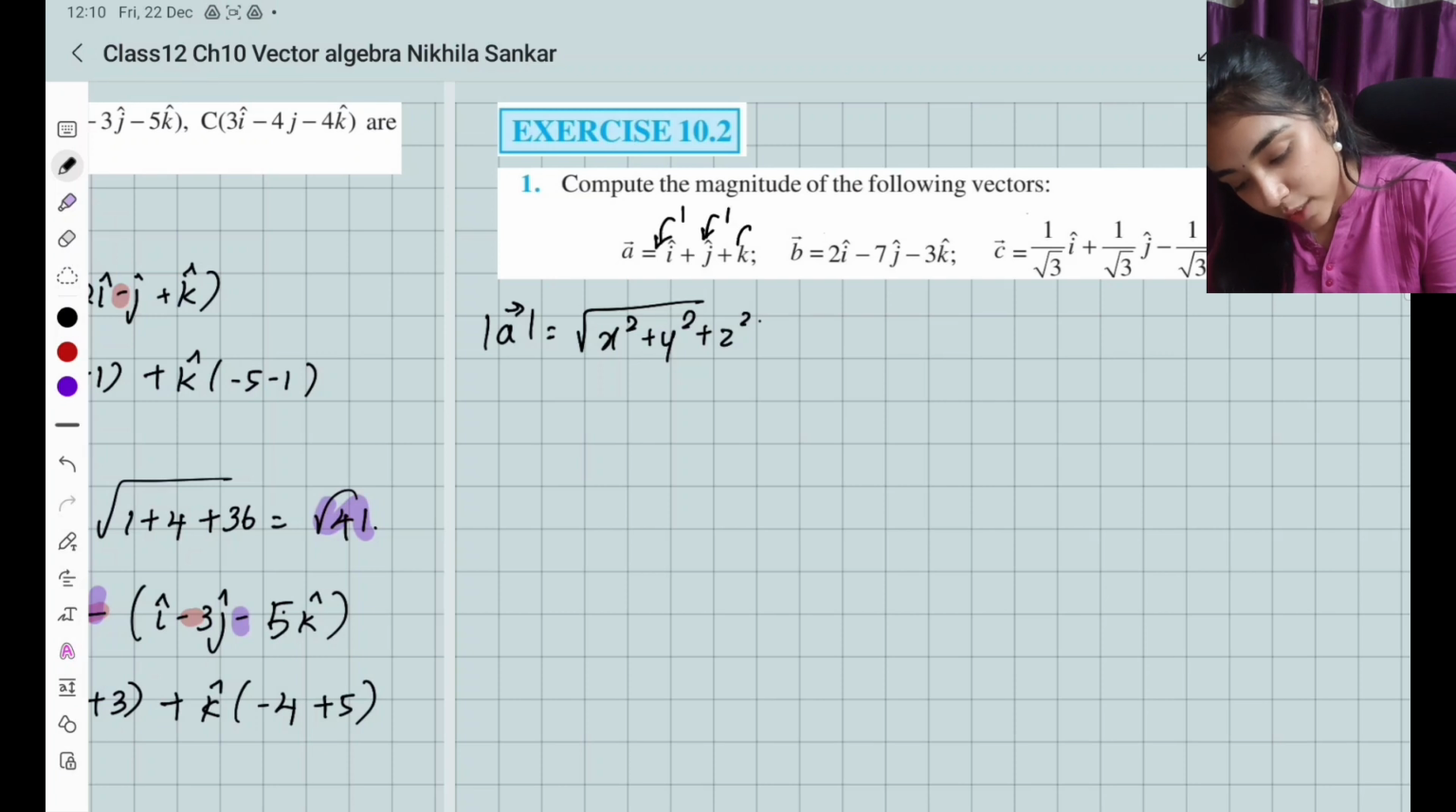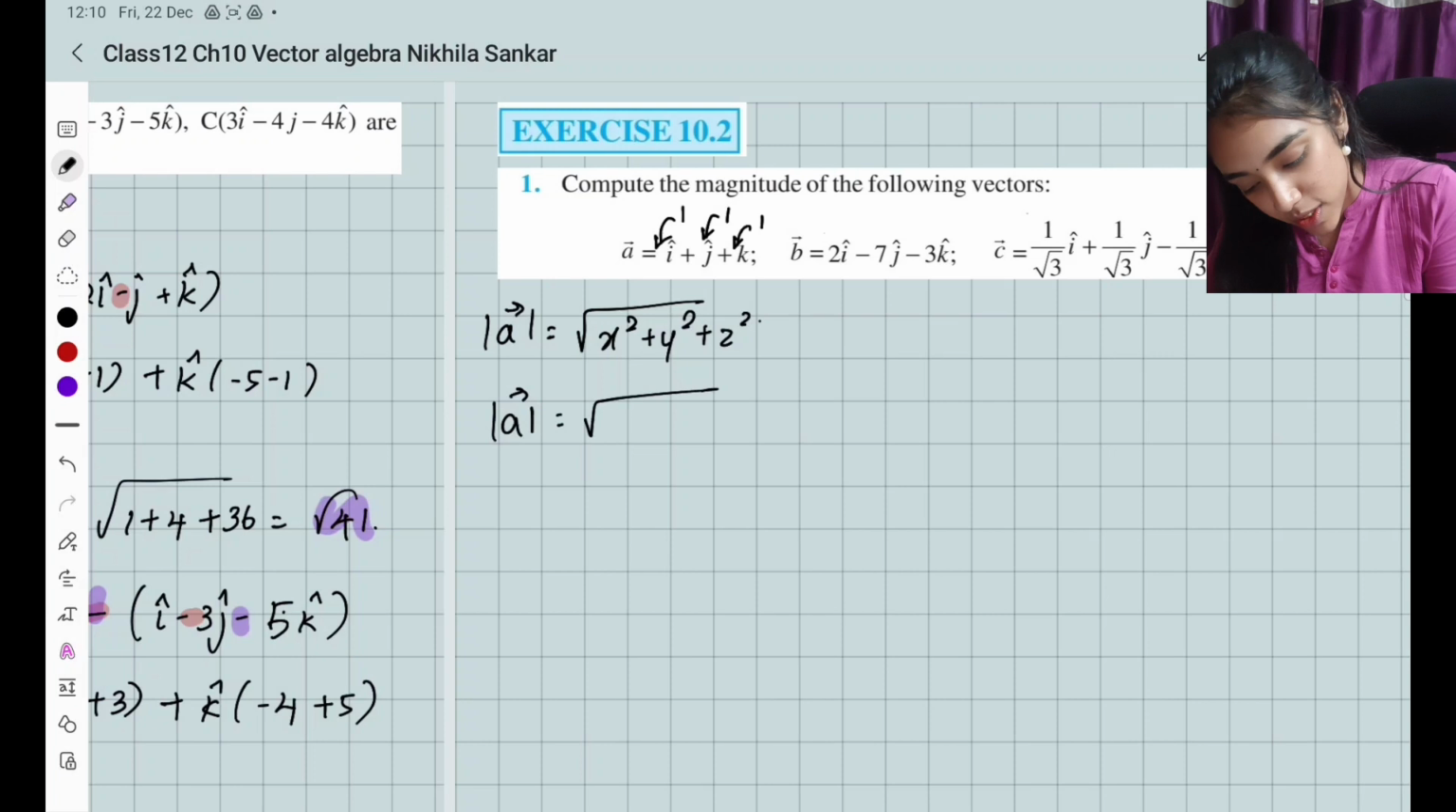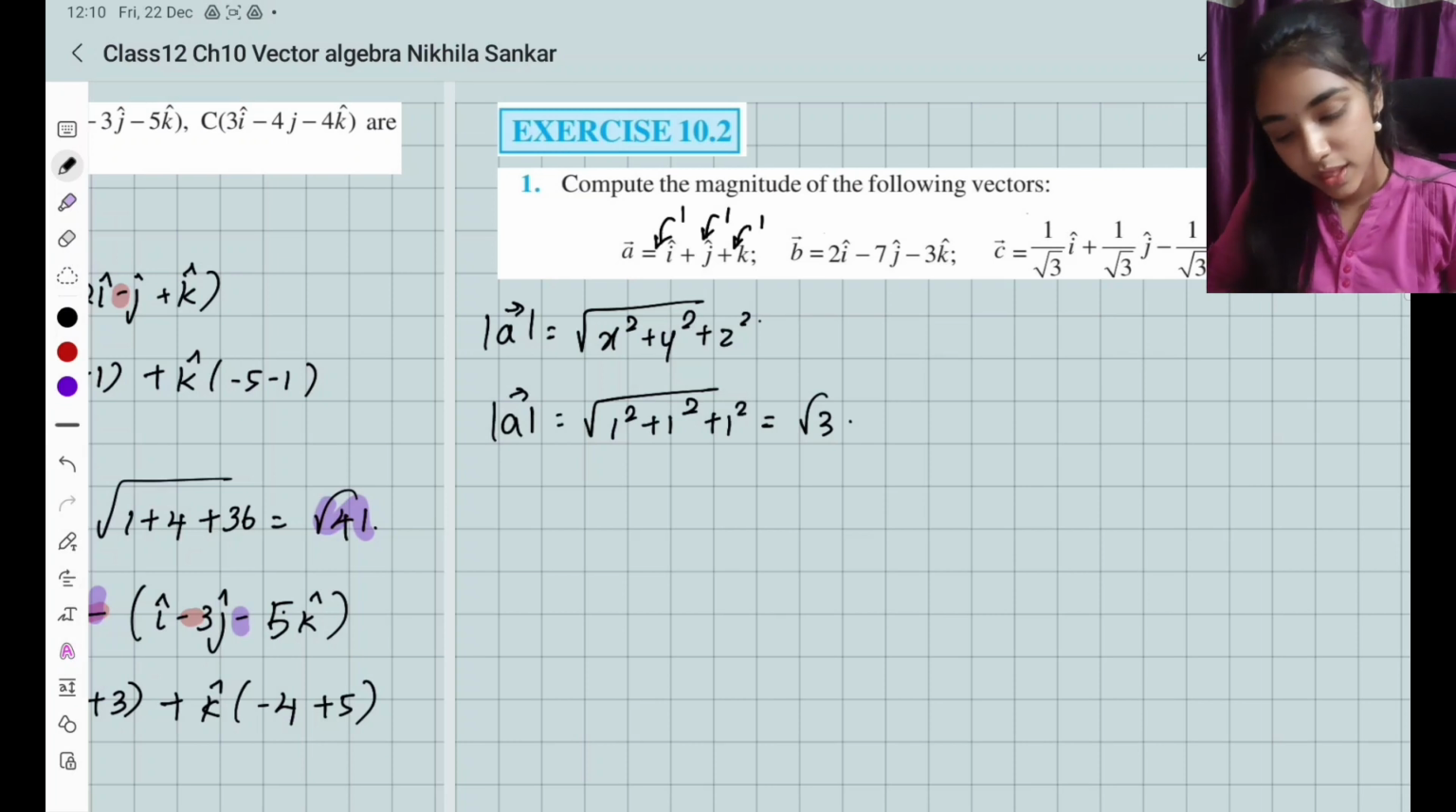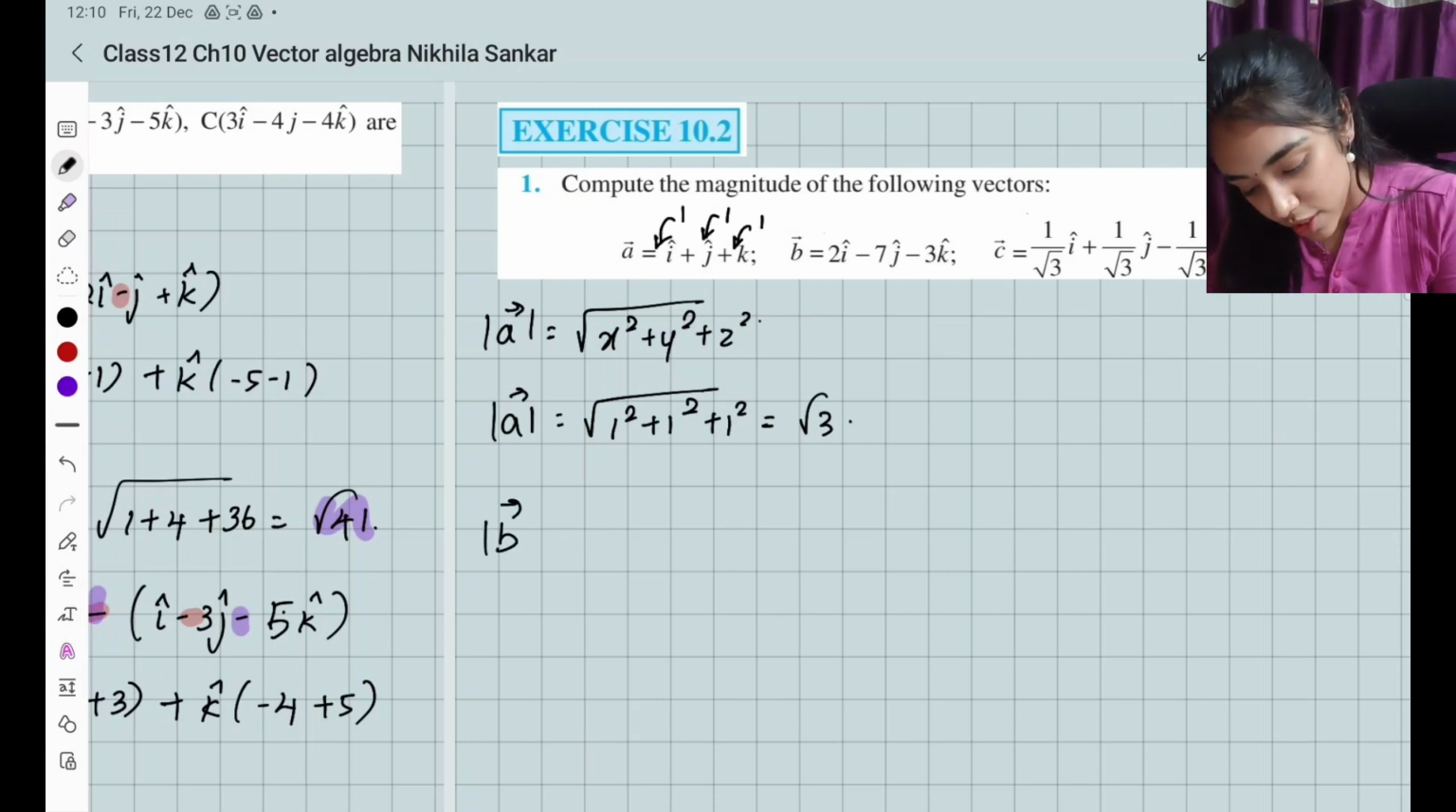இந்த இடத்துல x value என்ன? 1, y value is 1 and z value is also 1. So I have magnitude of A is going to be square root of 1 square, 1 square, 1 square. So this is going to be square root of 3. So this is going to be the magnitude. Okay? இப்போ அதே மாதிரி magnitude of B என்ன?